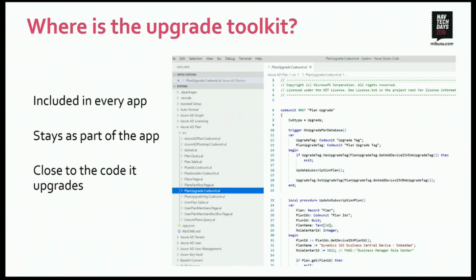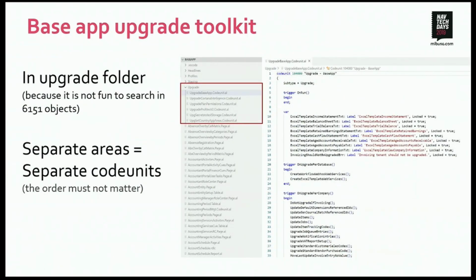For base app, this is a system app definition, sorry. You will be able to find it in the specific folders, and we are keeping it close to the code that is upgrading. This has a consequence that it stays as part of the app, and we are not removing it, so it's always going to be there. And we highly recommend that you follow the same pattern and put the upgrade close to the code that it upgrades in the folder. In the base app, we have placed it in the upgrade folder because we have 6,151 objects, and it's going to be hard to find the upgrade code units in so many objects.